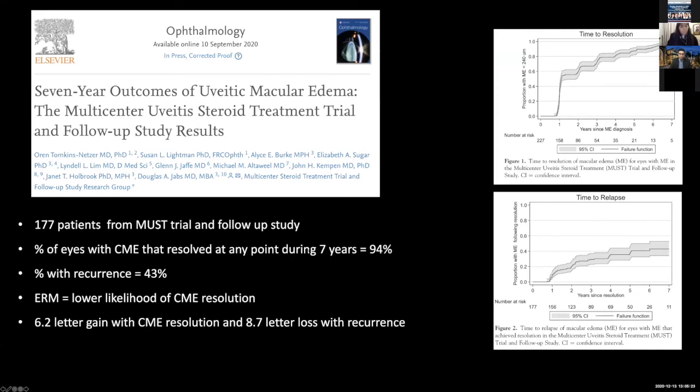And I think this is valuable because we often look at patients who have chronic CME and may not be as aggressive in treating them because of the chronicity, but this data suggests that there is value and potential for vision improvement even in the long run.